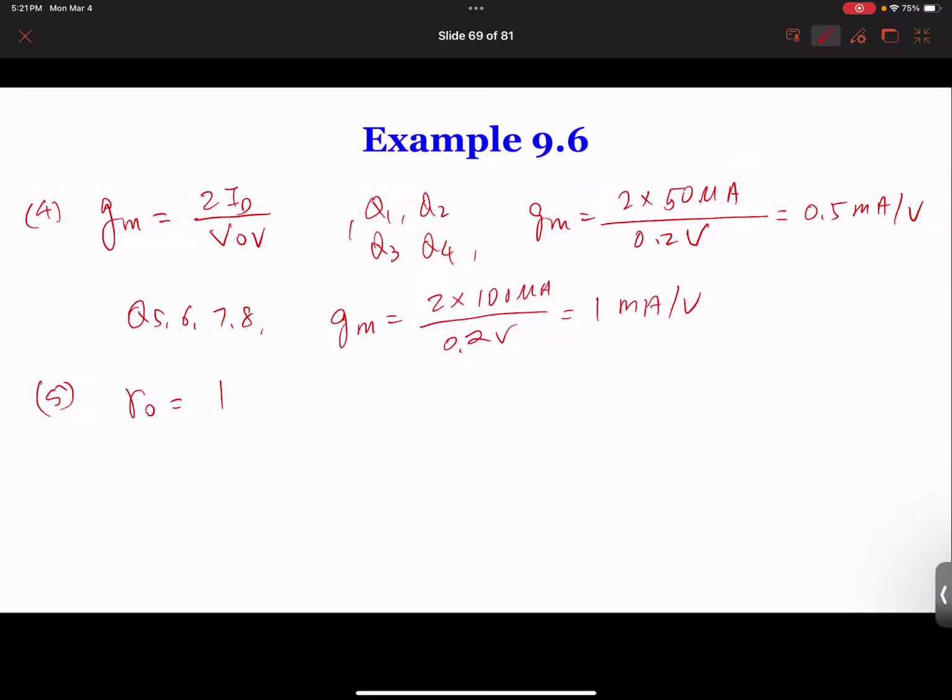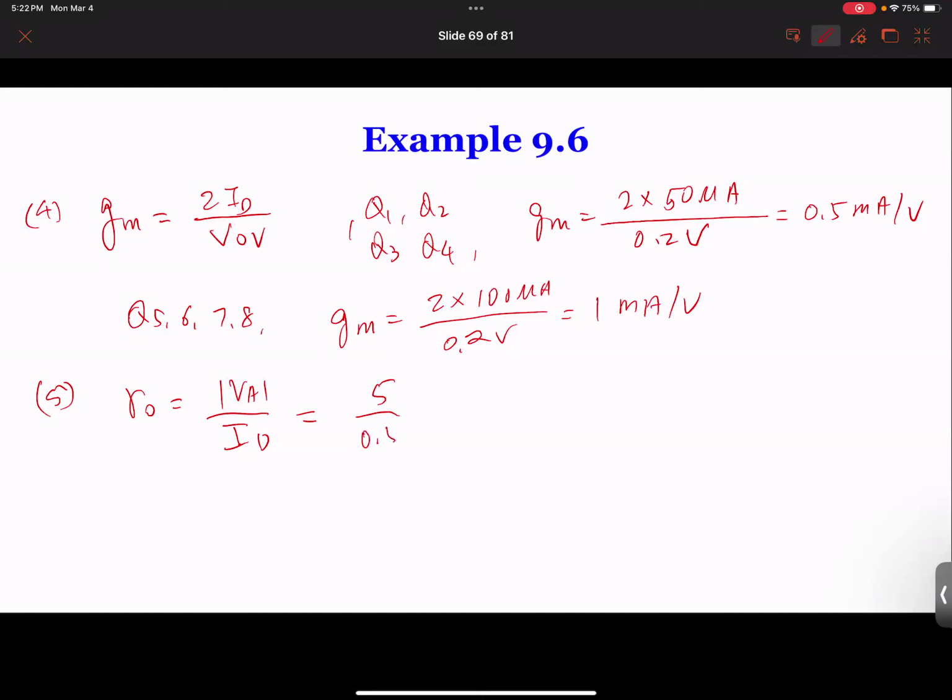And number 5, they ask you to calculate RO. Now we remember RO is VA over ID. That's for MOSFETs. The gm and RO for MOSFETs and BJTs are slightly different, so we have to be careful and not make a mistake. So RO is VA, and VA is given as 5 volts, and ID is either 0.05 or 0.1 milliamps.